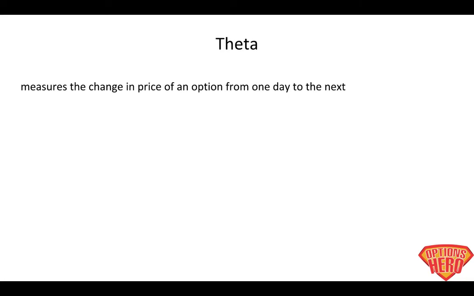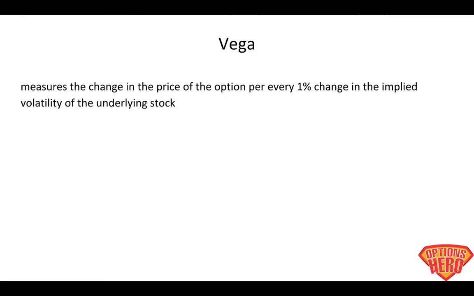Pretty straightforward. Theta, on the other hand, is super important. It measures the change in the price of an option from one day to the next, right? So this is how much value is removed from an option every single day. And as we get closer to the at-the-money strikes, there is a greater theta component. So theta is highest closest to the at-the-money strikes. And then Vega, not really important as of right now. It measures the change in the price of the option per every 1% change in the implied volatility of the underlying stock.